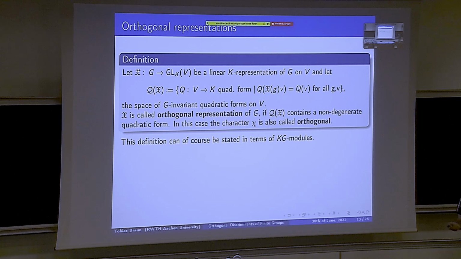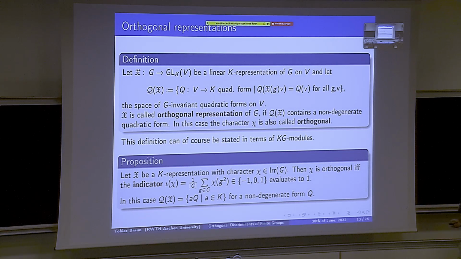Of course, because matrices, representations and KG modules are the same, you can state this in terms of KG modules and could talk about orthogonal KG modules. That's quite clear. Now, the important proposition is the following, which basically tells us how we can decide whether a character chi is orthogonal if you take a complex irreducible character. Well, the theorem is the following. Chi is orthogonal if and only if this indicator, which can be computed like this, evaluates to 1. And this indicator can always take 3 values.